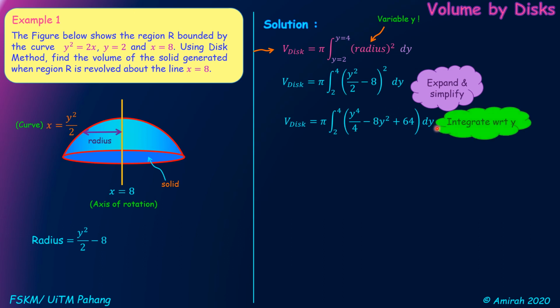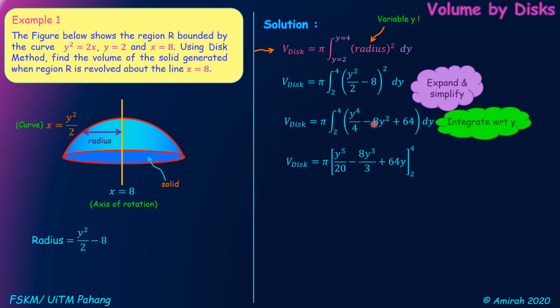After we get all terms in variable y, including lower and upper limit on y-axis, then we can integrate with respect to y. We integrate one by one because in between is plus and minus sign. So we still have constant pi here. And then after we integrate y to the power of 4 over 4, we get y to the power of 5, and then over 5 here, 5 we multiply by 4, so we get over 20 here.